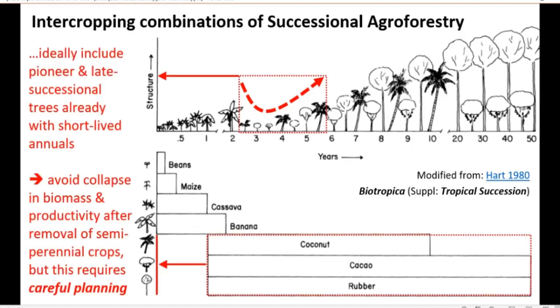So current successional agroforestry systems, especially widely practiced now in Brazil and other places, have focused on cutting out this delay of the growth of the woody species, by intercropping the trees from the very first day of planting the horticultural crops.